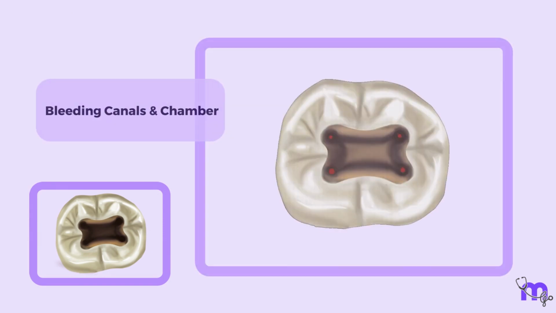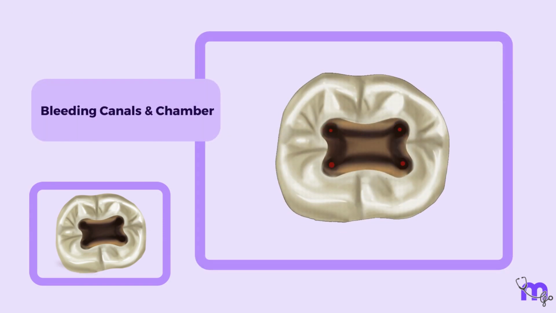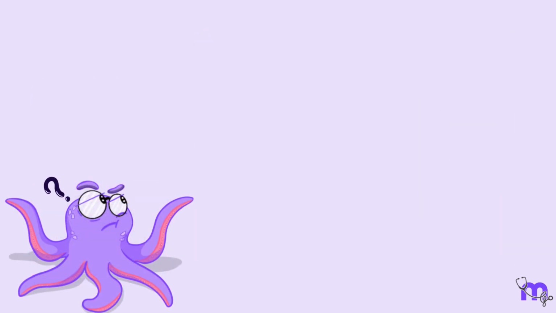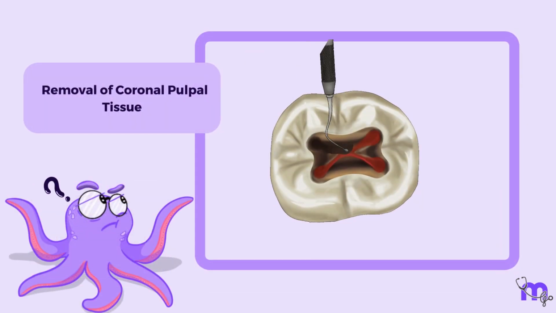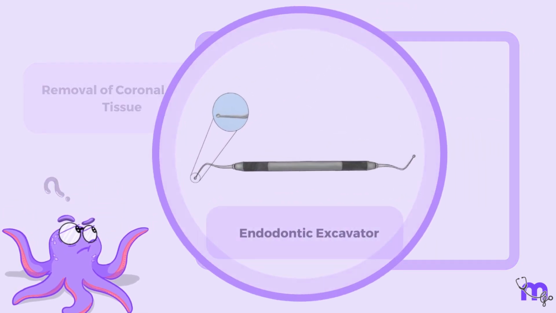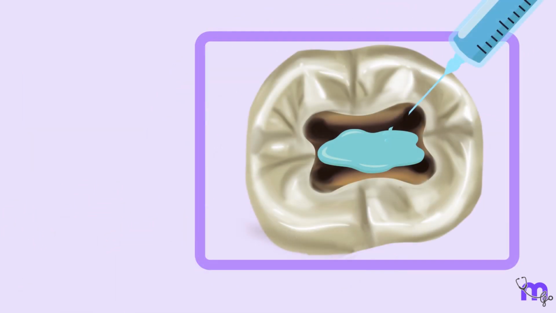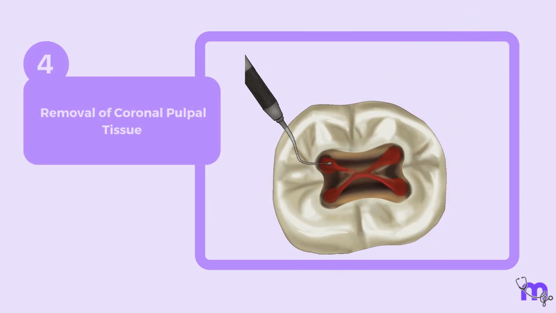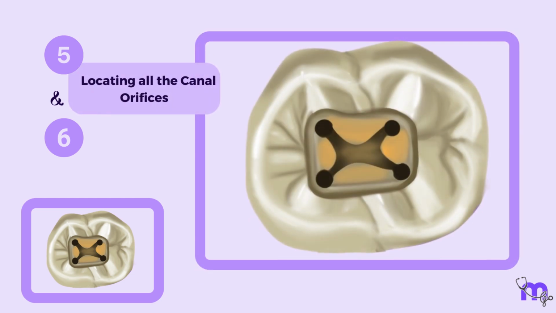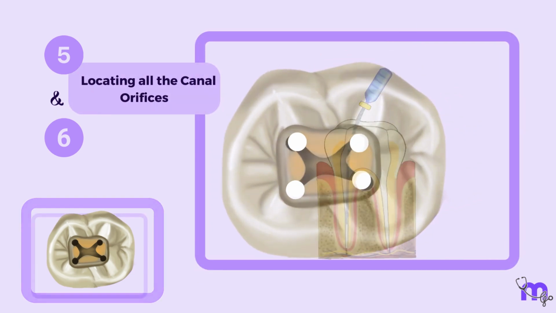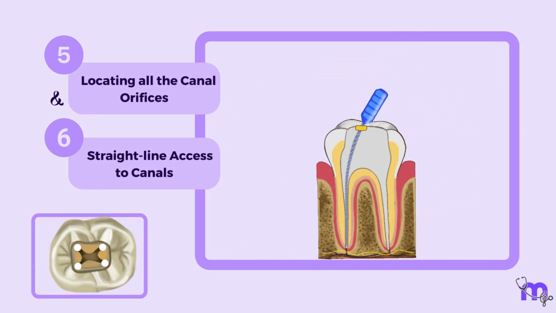Now, once I completely deroofed, I could observe bleeding from the canals and the chamber. So, what did I do next? I removed the coronal pulpal tissue using an endodontic excavator and copious irrigation. This is known as the fourth objective. After removing the pulpal tissue, I followed the fifth and sixth objectives, which talk about locating all the canal orifices and forming straight line access to these canals.